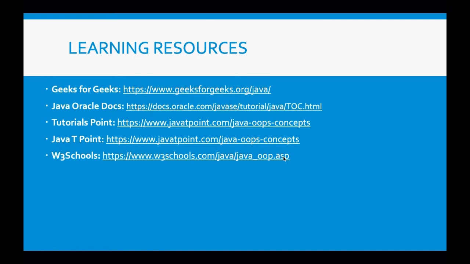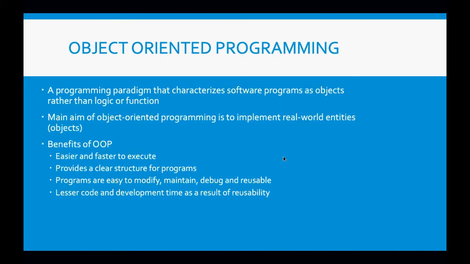And object-oriented programming is an aspect of programming that is not functional, but it's a programming paradigm that characterizes software or programs or apps that you write as objects instead of functions or logic. So it bases the programming on real-world examples to make programming easy. Like I said, the main objective of object-oriented programming is to implement real-world entities, and it has some benefits.